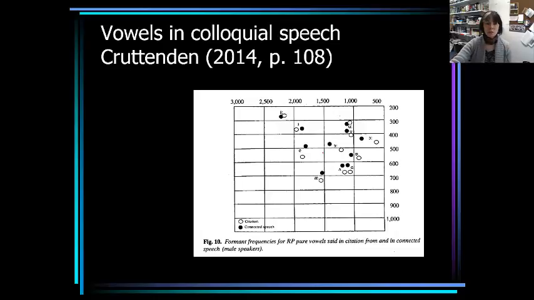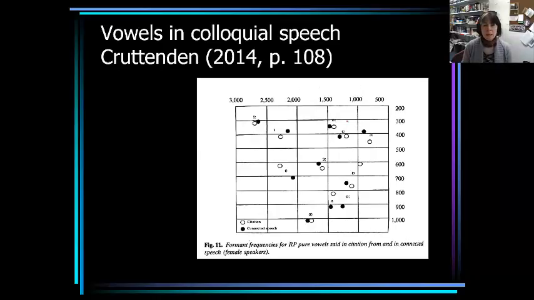The citation forms are the white dots, so we're looking at citation forms here, and the connected speech forms are the black dots. Now you can see for the majority of cases that the black dots are more central than the white ones for their targets. There's not always a lot of movement, but they are generally near the centre. We've got something here which is not actually showing that. This is plotted against formant 1 and formant 2.